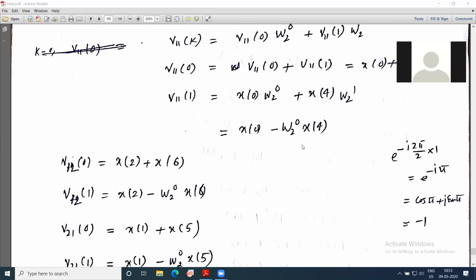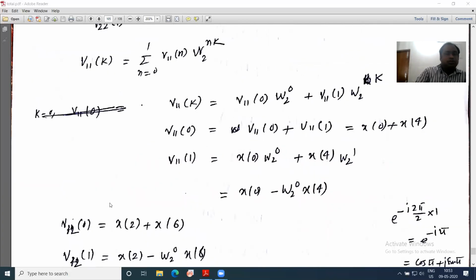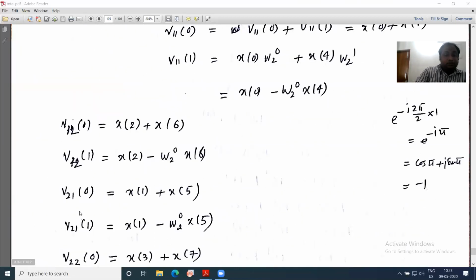Yes, sir. I didn't repeat this step because by now you are familiar with these things. I have given one example and you know very well what essentially a DFT is and how to compute it, so I have written this step directly. Now again, v2on of 0 means you have to see v2on of 0 and v2on of 1 from x1 and x5. Then v2on of 0 equals x1 plus x5 and v2on of 1 equals x1 minus w20 x5. Okay.